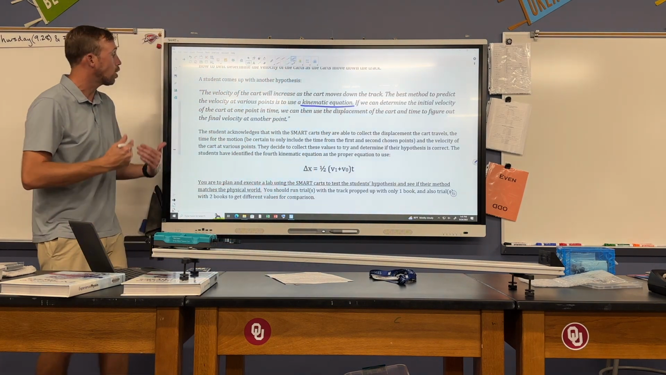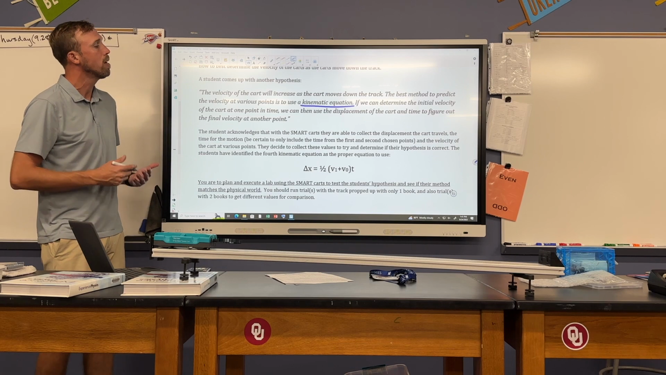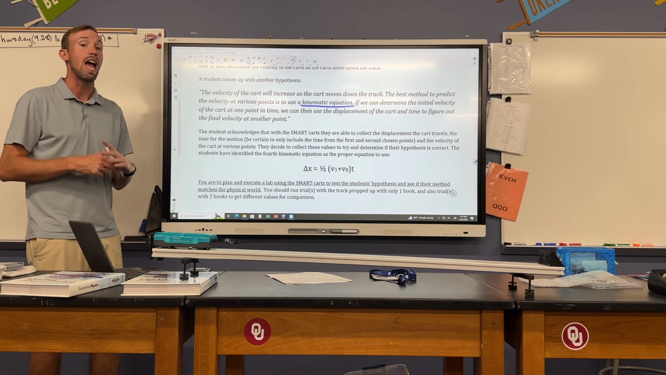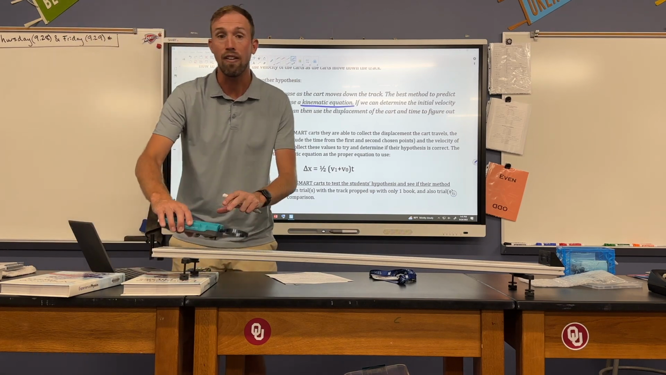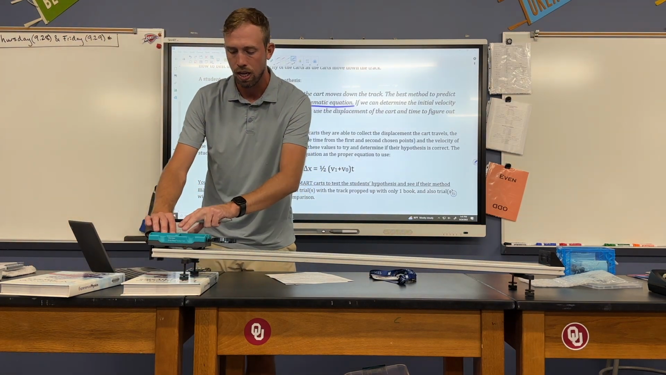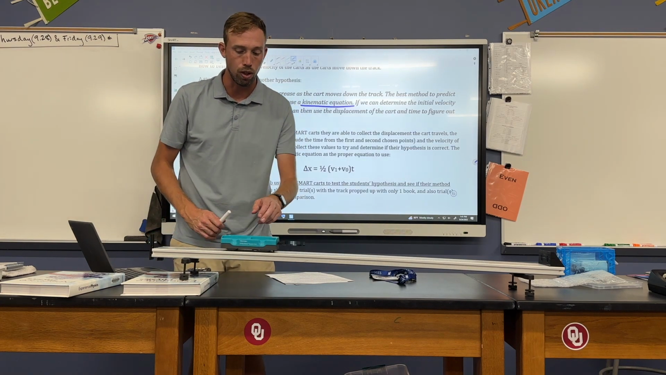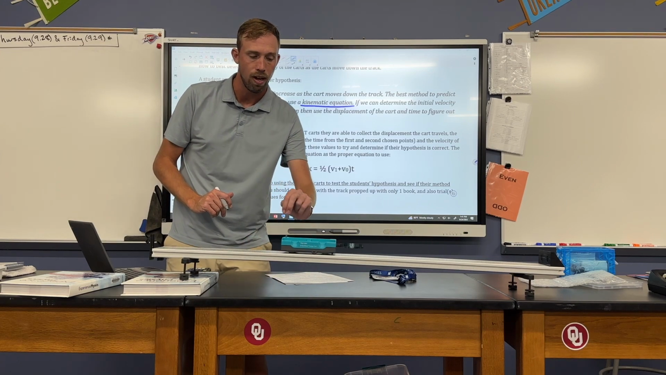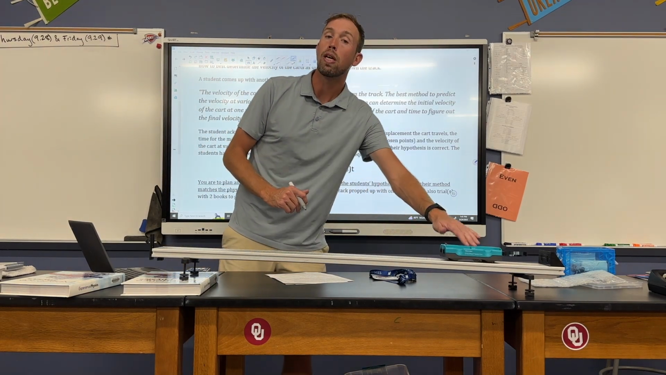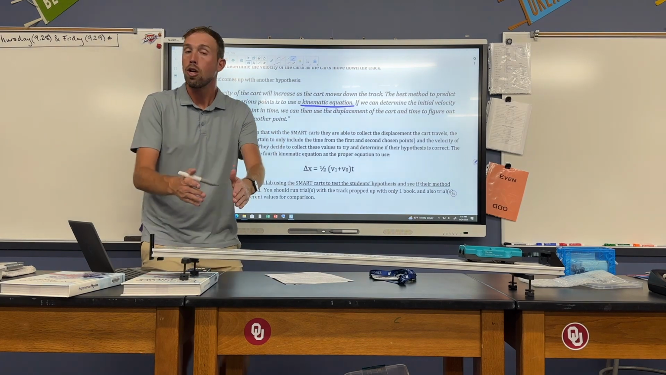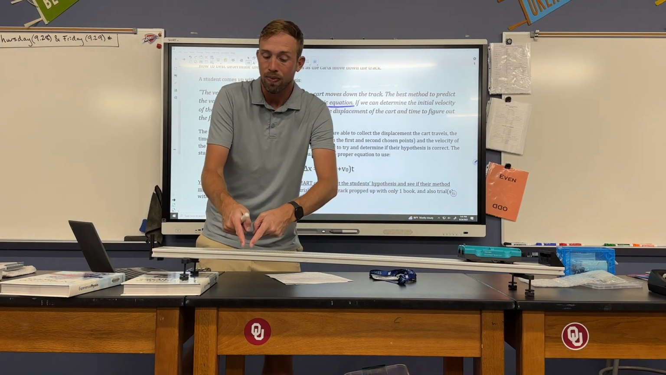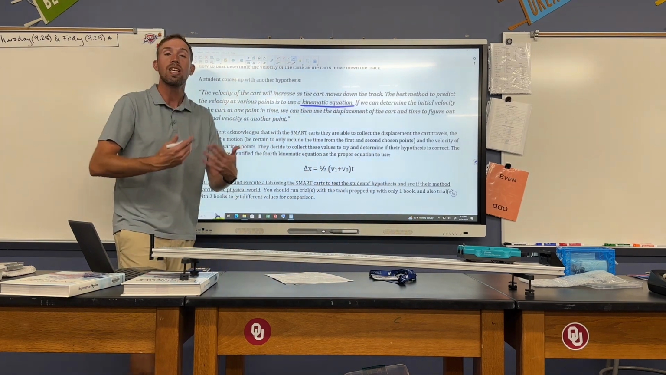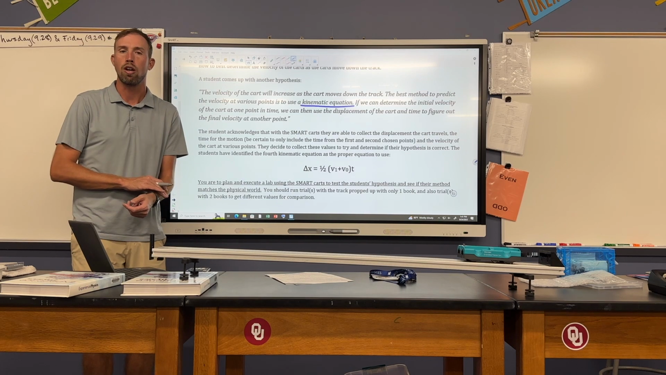If we can determine the initial velocity of the cart at one point in time, we can then use the displacement of the cart and time to figure out the final velocity at another point. So what this student's saying effectively is this. If I were to take the cart and let it go down the track, if I were to choose two different points, let's say a point here and then maybe another point here, we could collect some data on where the cart's located at each point and how long it takes to get from one point to another, and we could use that information with a kinematic equation to make a prediction on velocity.